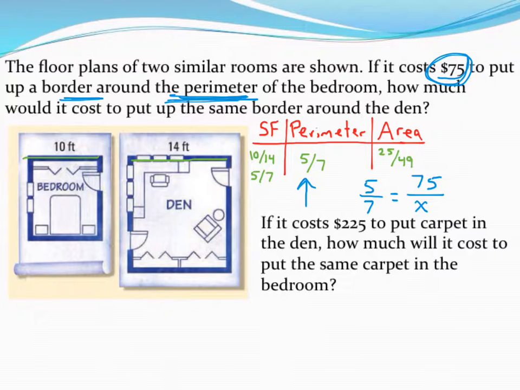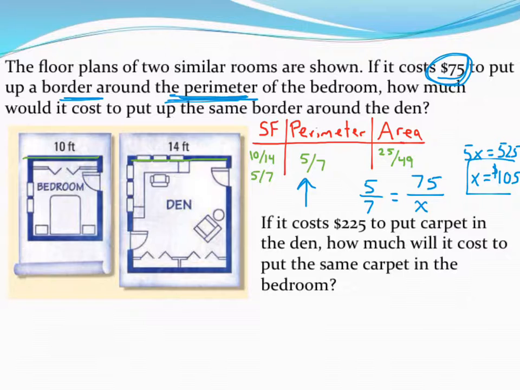So let's do some cross multiplying to solve this proportion. 5 times x is going to be equal to, oops, I didn't write that number down. All I wrote down was my answer. One second. It's equal to 525. Sorry, I had to grab my calculator real quick. I'll divide both sides by 5. That gave me 105. And since we're dealing with cost, it's going to be $105 to put up a border around the larger of the two rooms.